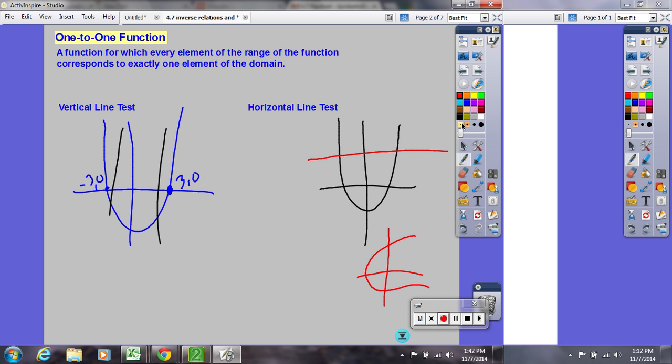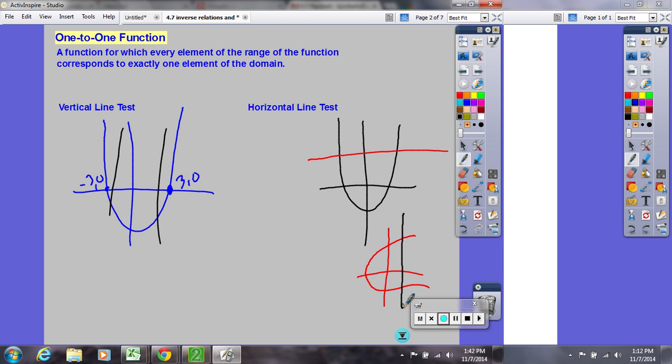Would that be passing as a function? No, because this line represents this black line right here. And it does not, because notice that output became the input. So, what does the vertical line test tell me? If the relation is a function. The horizontal line test tells you if the inverse is going to be a function. Okay? Is everybody there with me?